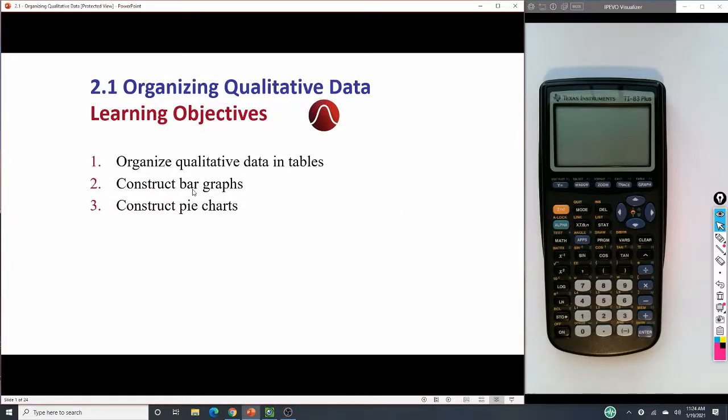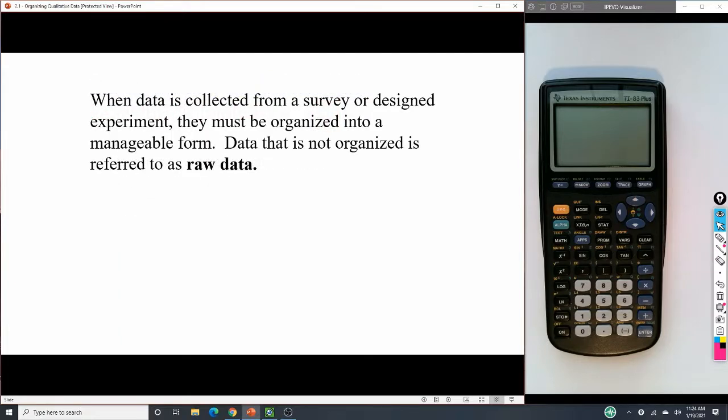2.1, organizing qualitative data. So first of all, we have these learning objectives, so let's get right into them. But before we get into those, when data is collected from a survey or design experience, they must be organized into a manageable form. Okay?